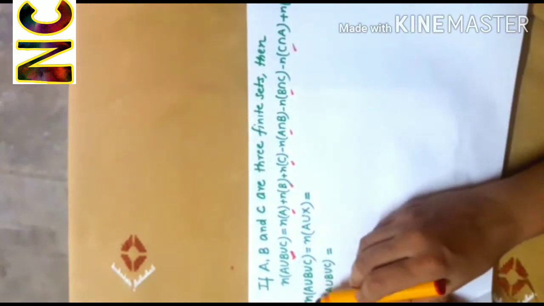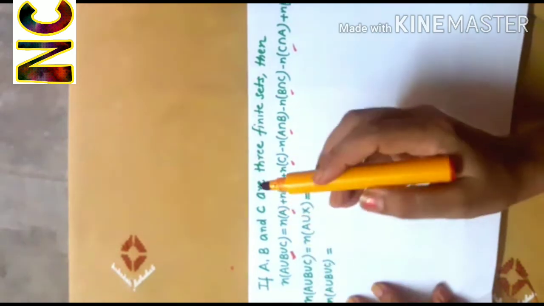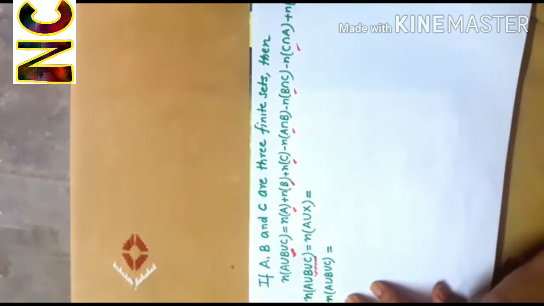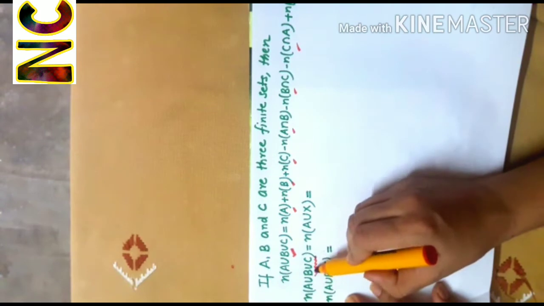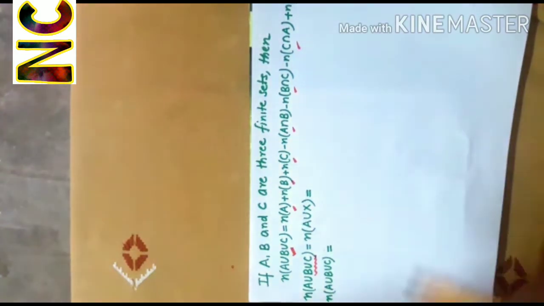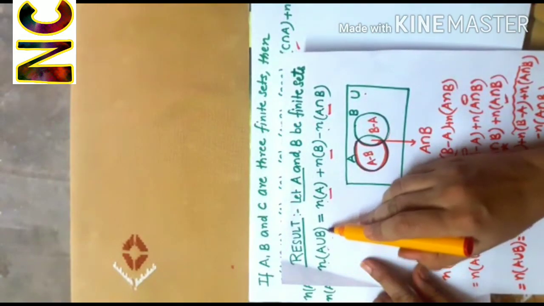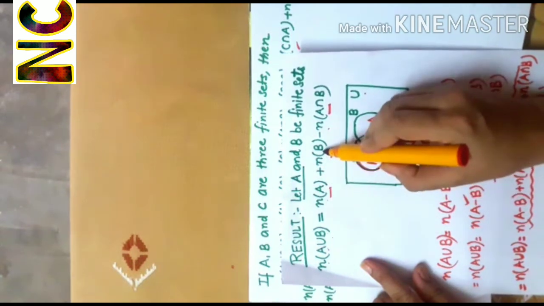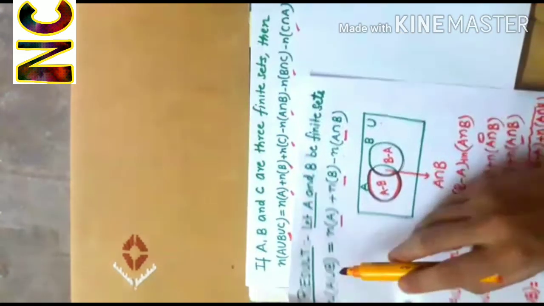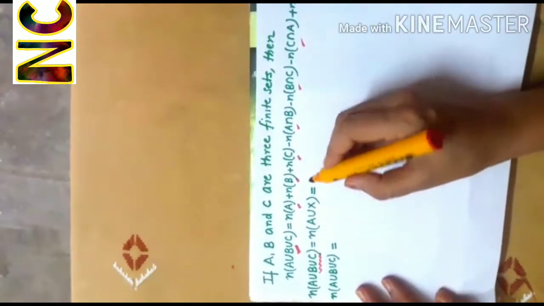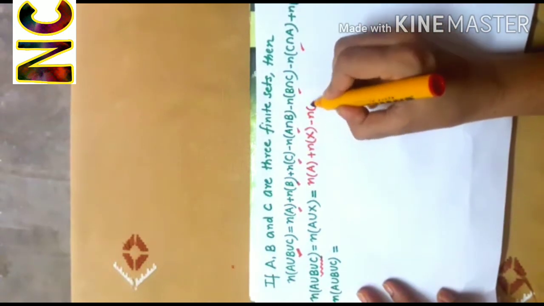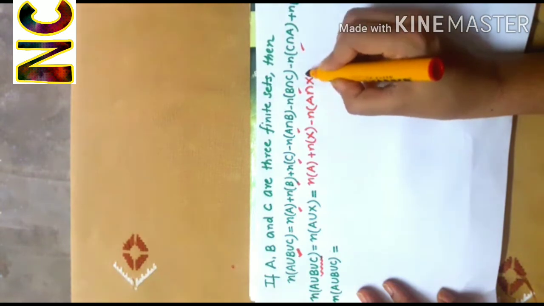Now look here. Number of elements in A union B union C. I replace this set B union C with X. That means I have given this set another name X. Now we have 2 sets A and X. So I can apply this result: number of elements in A union B is equal to number of elements in A plus number of elements in B minus number of elements in A intersection B. And here the role of B is being played by the set X. So I'll get number of elements in A plus number of elements in X minus number of elements in A intersection X.